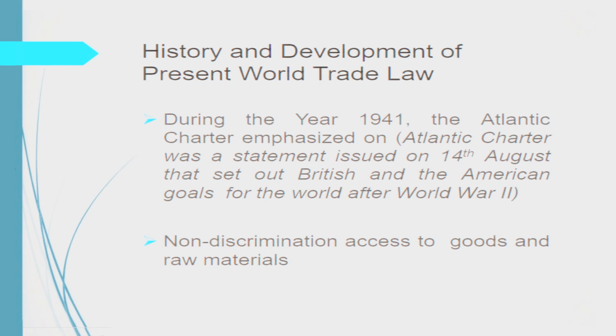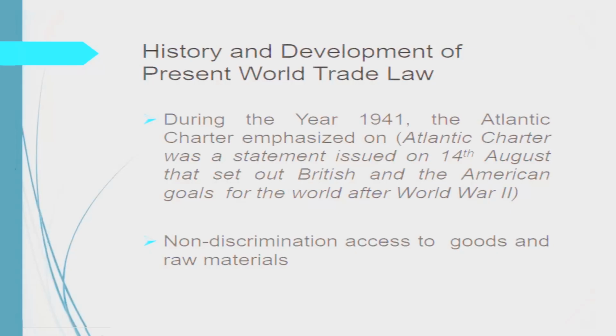This started in the United States, and Britain also participated as a major partner, because Britain during the Second World War was also thinking of the liberation of the colonies. Liberation of the colonies was only one political outcome, but they also wanted the trade relations with those colonies to be maintained, but in a different format. So they initiated this Atlantic Charter, which was a statement issued on 14th August that set out British and American goals for the world after World War II.